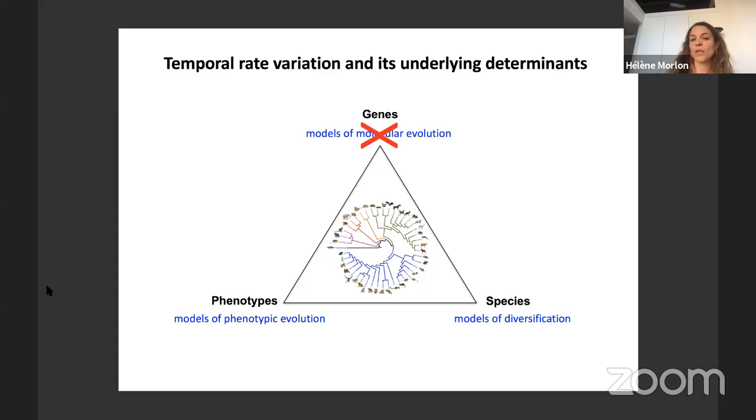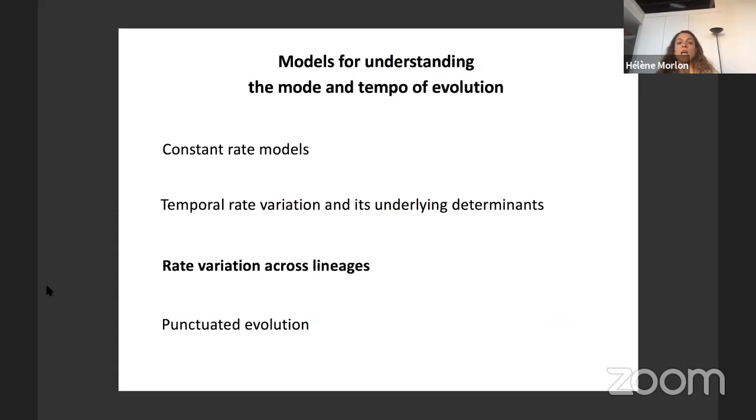Something else that can be really important also in all the models that I presented so far: there was the assumption that rates were homogeneous across lineages.